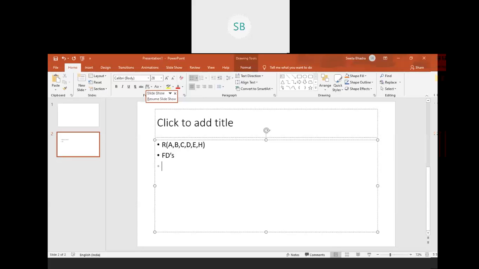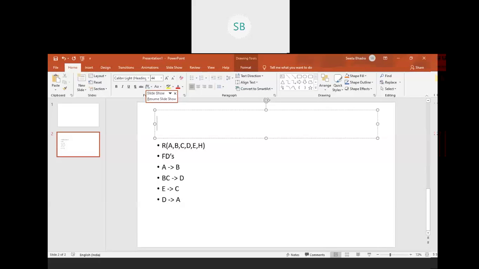We have the functional dependencies as A determines B, BC determines D, E determines C, and D determines A. So what you need to do, all of you are aware, you have to find the highest normal form.